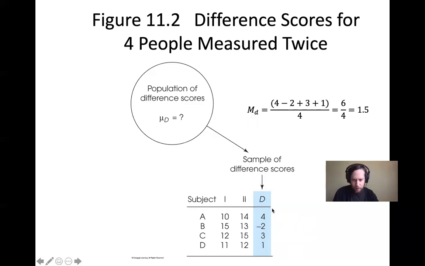So here, though, we did x2 minus x1 for all of these participants to get our Ds. Just be consistent and you'll be fine. So those are our Ds. Now we want to calculate the mean difference score, M sub D, right here. And so the way we do that is we take each of these Ds and we add them together, and then we divide by 4.